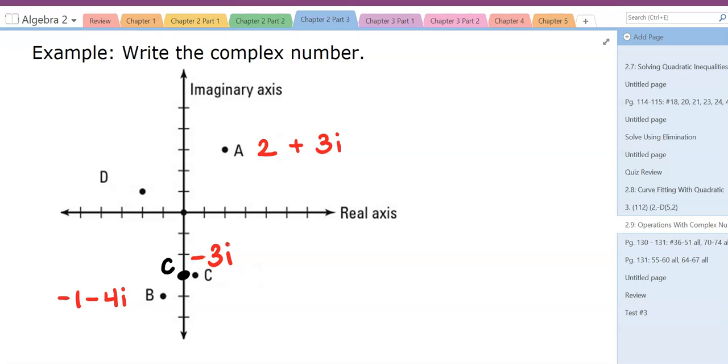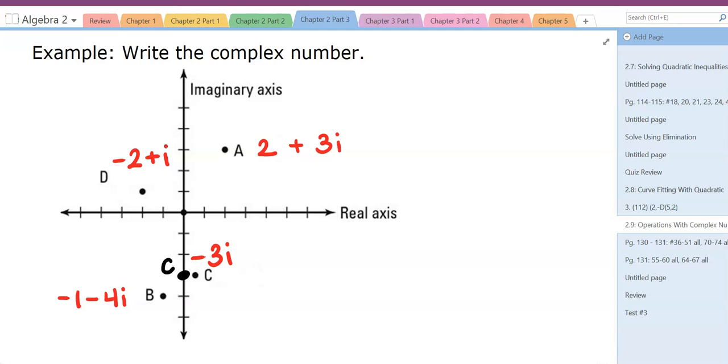Yeah, I think it printed weird. It's supposed to be over on the axis. I don't know why it shifted that direction. But yeah, if you actually did the point that C is at, it would be at 0.5, negative 3i. How about D? Good. Negative 2 plus i.